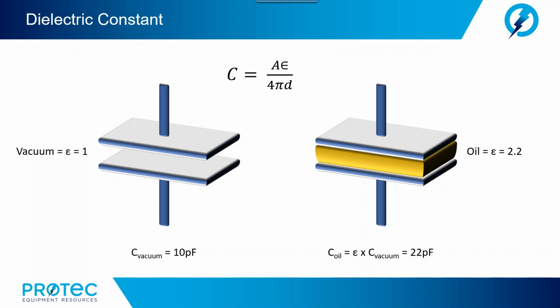Now, here in the illustration, we see the plate area and fixed distance, but in our first model, we use vacuum as the dielectric, and this would calculate out to 10 picofarads in this example. By substituting the vacuum with oil as the new dielectric, we see that with the higher dielectric constant, the capacitance increases and now calculates out to 22 picofarads.